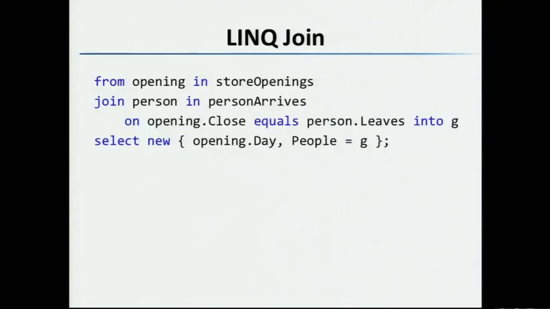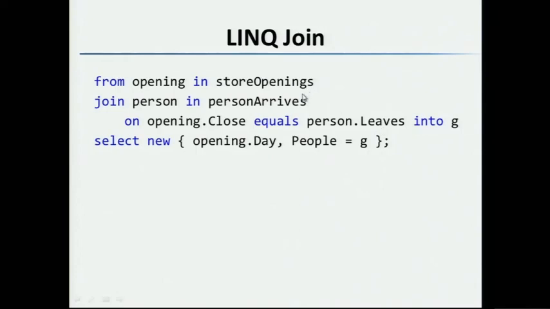So how could you write a LINQ query in order to do this kind of thing? What you could do is ask for the event stream of when the store opens. And remember, each one of those events is itself an event stream that will signal sometime in the future when it closes. In particular, we call this thing the store openings, and there's a corresponding .close property, which is an event stream that says when the store will close. There's also a person arrives stream, and person arrived has a leaves event, so when the person leaves.